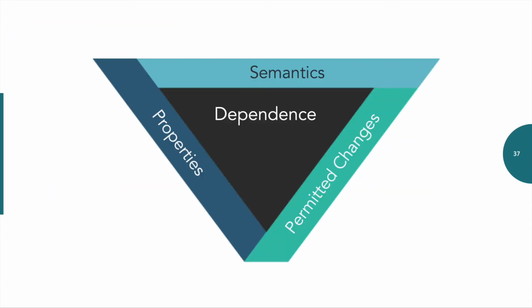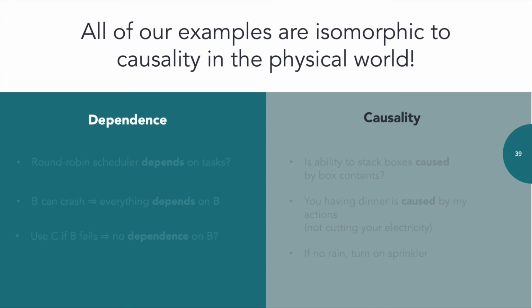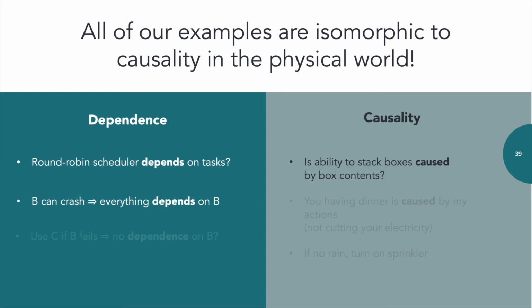And what we're actually discovering is that dependence is the same thing as causation. And in fact, all the puzzles that we presented are isomorphic to some question about causation in the physical world. The round-robin scheduler, depending on task, is like, I'm stacking boxes. Does my ability to stack these boxes depend on what's in them? Well, the weight does.